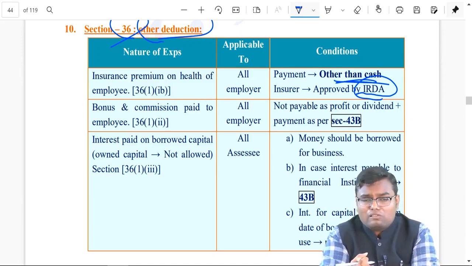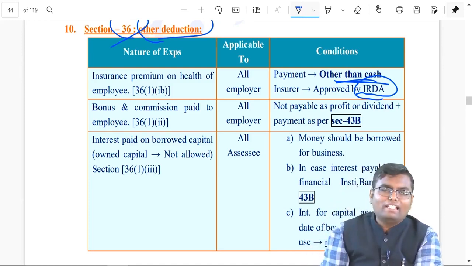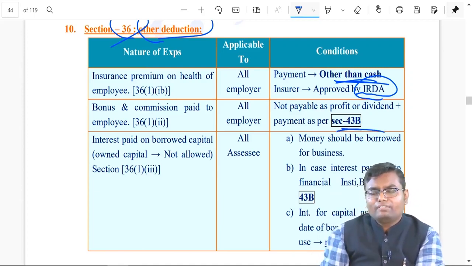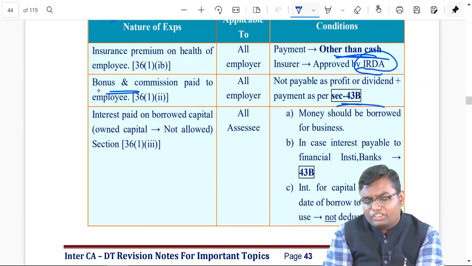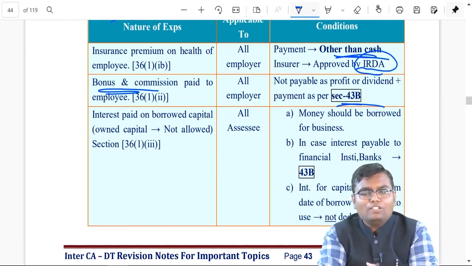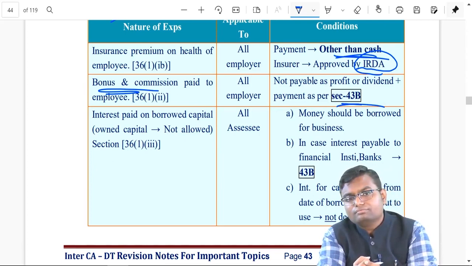But otherwise also you will get it only if the payment is done up to the due date of filing return of income. It is covered under 43B. I will again cover this point in 43B, that you will get deduction of this expense only if the expense is actually paid to the employee prior to the due date of section 139 subsection 1.